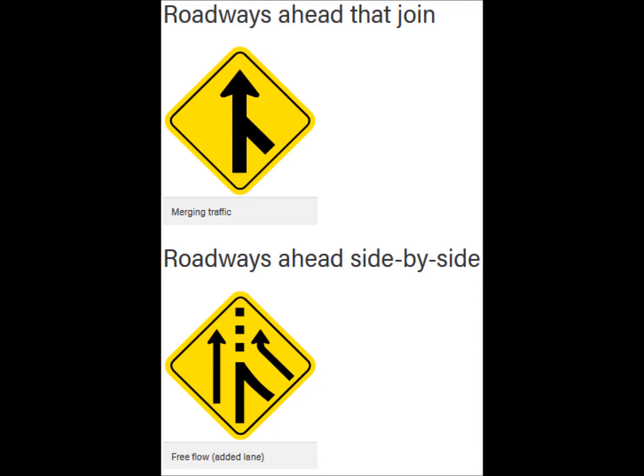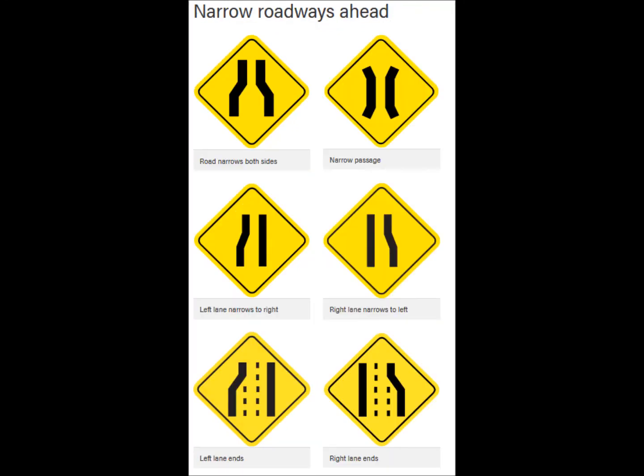Image description. A yellow diamond with a black outline. Two rectangles frame a section of the background. At the top, they are close together. In the middle, they are furthering apart. At the bottom, they are distant. Road narrows both sides.